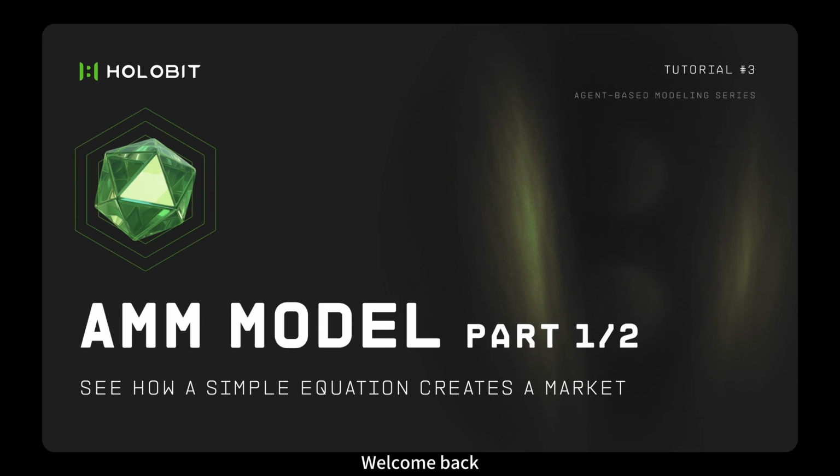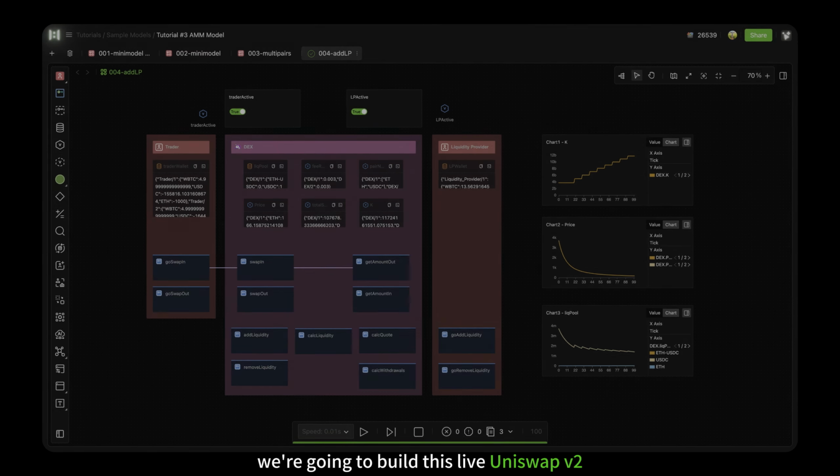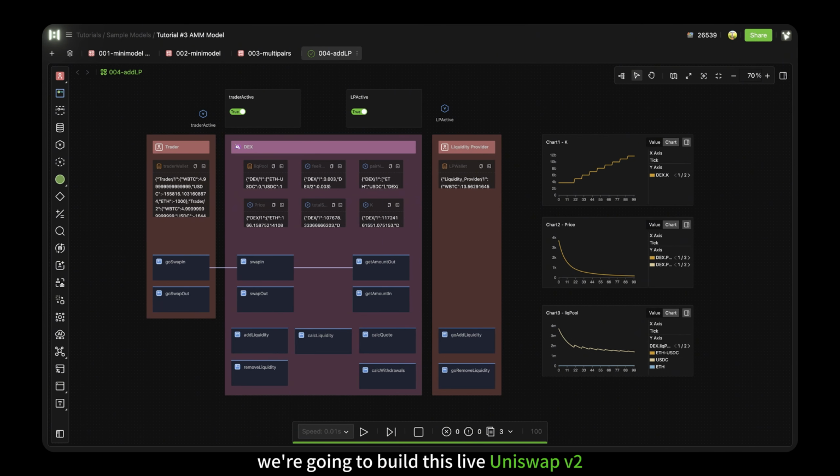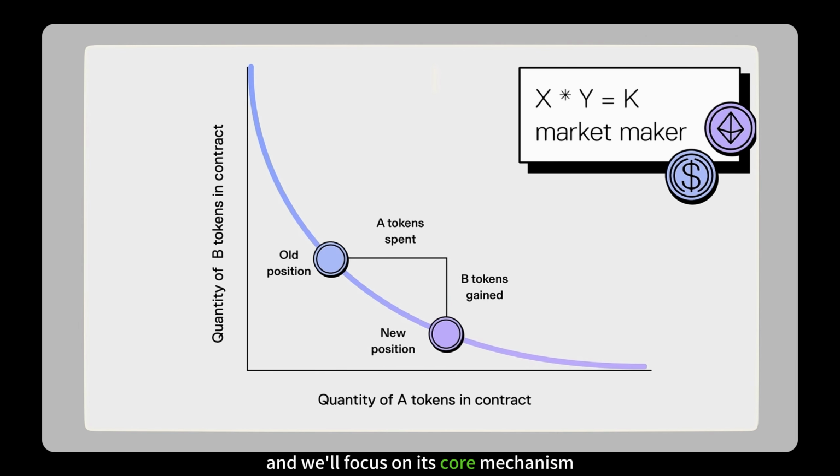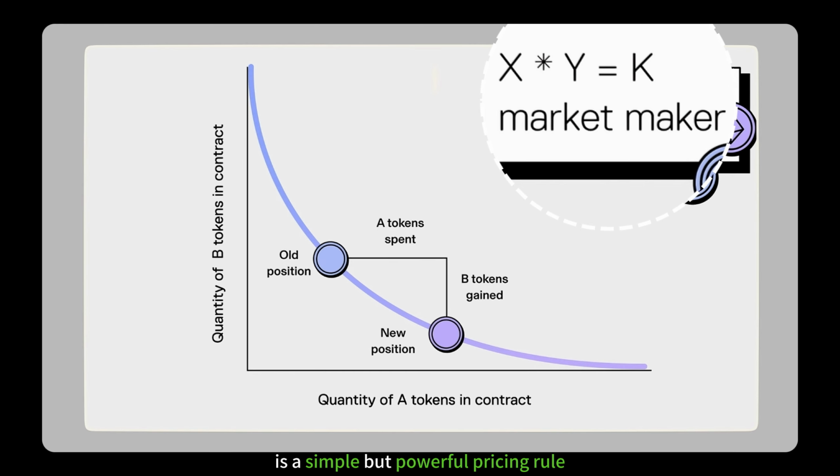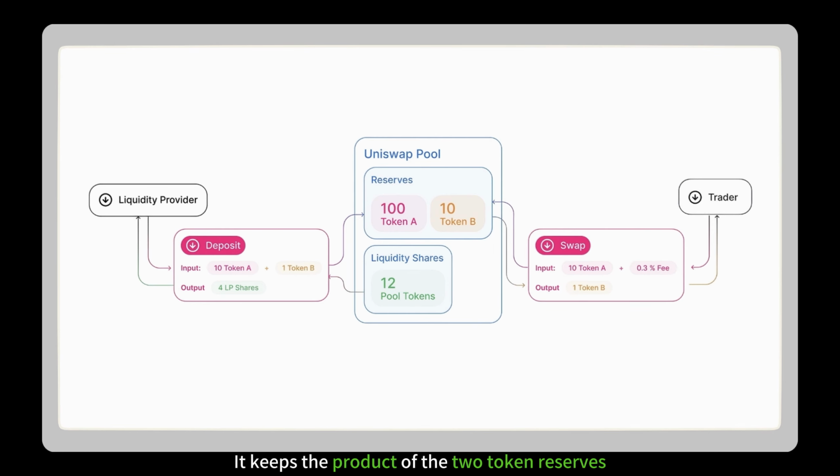Hi everyone, welcome back. In this video, we're going to build this live Uniswap version 2 simulation from scratch in HoloBit, and we'll focus on its core mechanism, an automated market maker, AMM. At the core of an AMM is a simple but powerful pricing rule: X times Y equals K. This is the constant product mechanism. It keeps the product of the two token reserves in the pool constant.